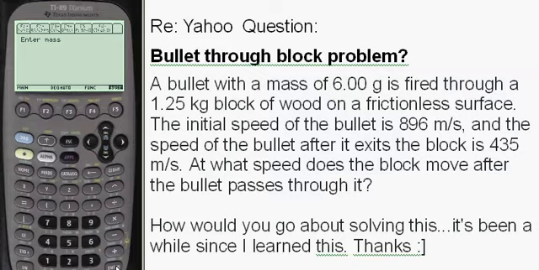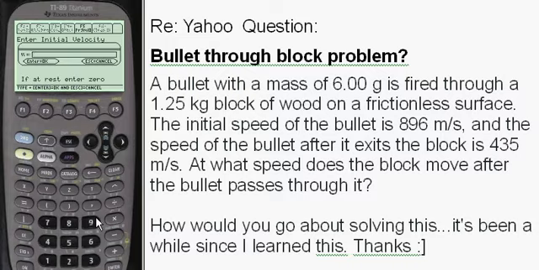Here's the bullet mass. Press alpha first, alpha 6. I do the conversions for you. Number 1 is grams, which gives you 0.006 as the kilogram factor. And we're going to enter the block's mass, okay? That's alpha 1.25 kilograms, number 2.